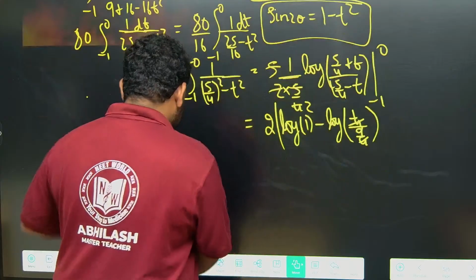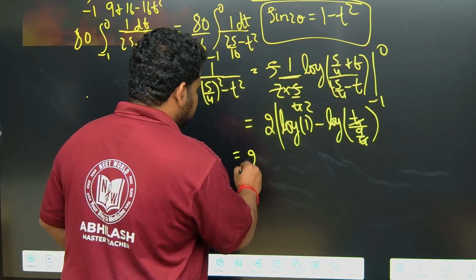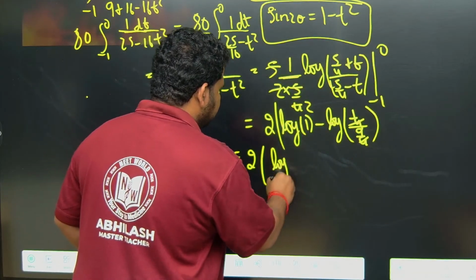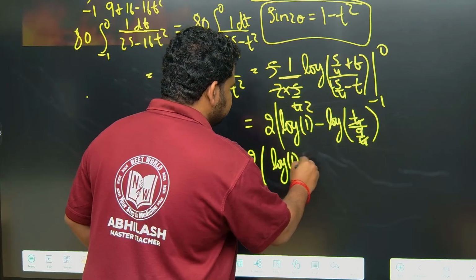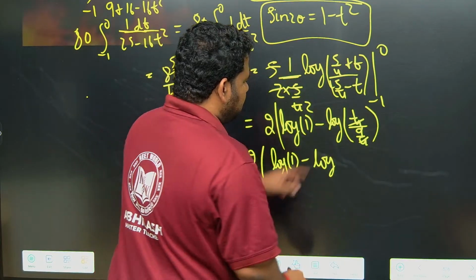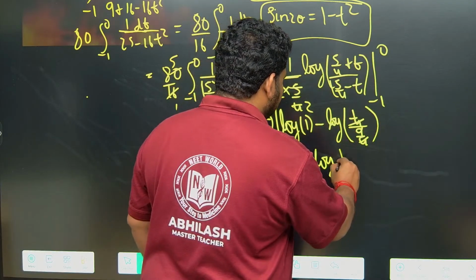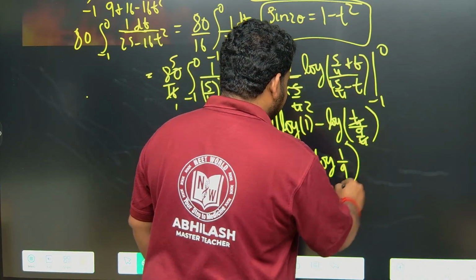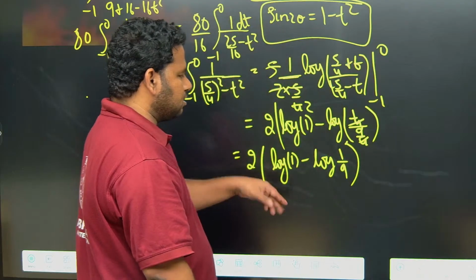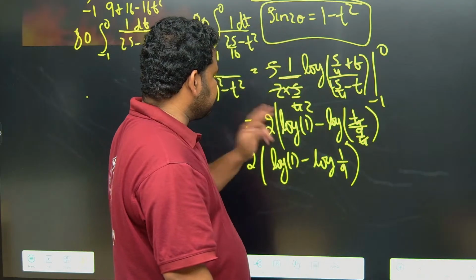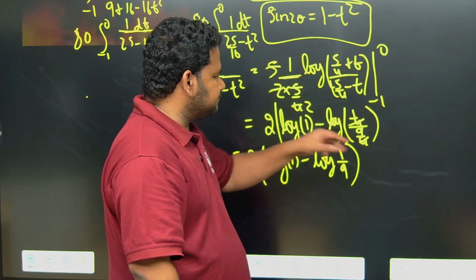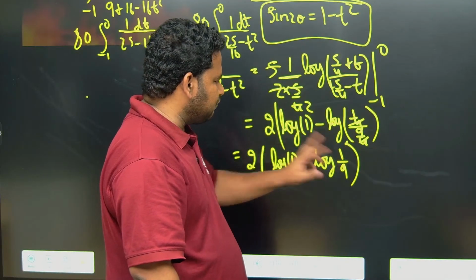2 times log 1 minus, what is that? Log of this is what? I'll get it as what? Log of 1 by 9. Okay, log of 1 by 9. Correct? No, 2 times log of 1 by 9. So this is what I get: log 1 minus log of, what is this that I'll get? Log of 1 by 9.